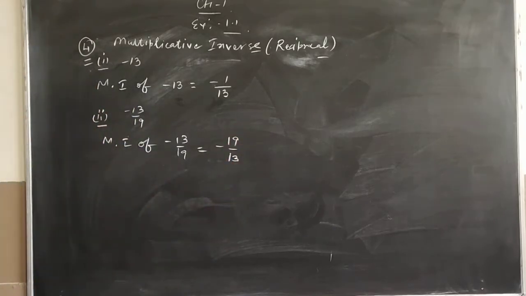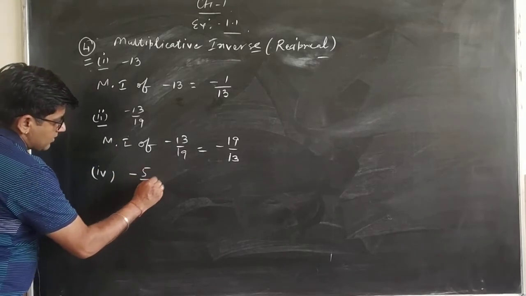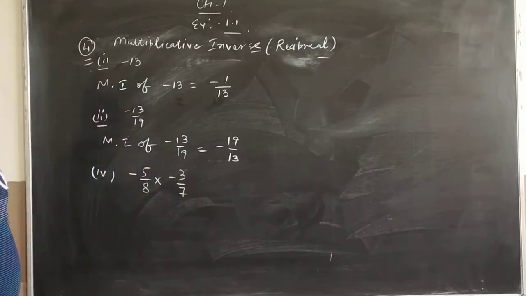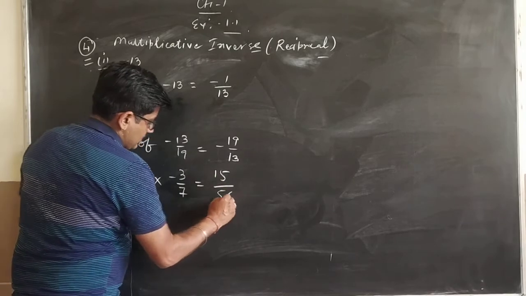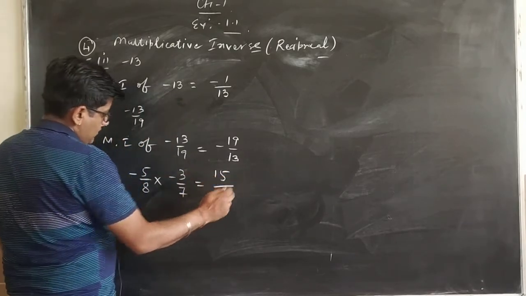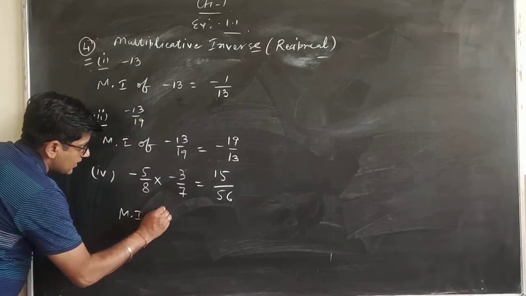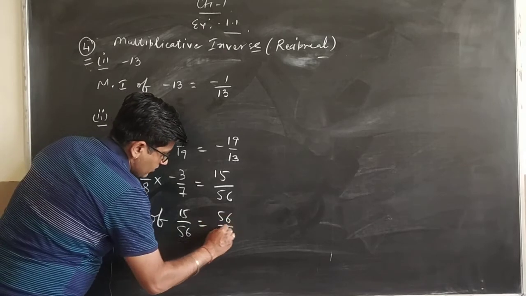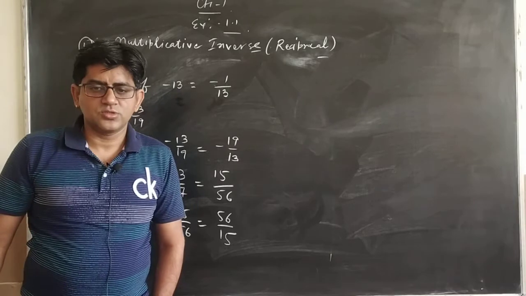One more part I am telling, that is the fourth part, minus 5 upon 8 multiply minus 3 upon 7. First of all, we will simplify it. It will be 15 upon 56. Minus 5 into minus 3, 15. 8 into 7, 56. So the multiplicative inverse of 15 upon 56 is 56 upon 15. So that's why you can do other parts also.